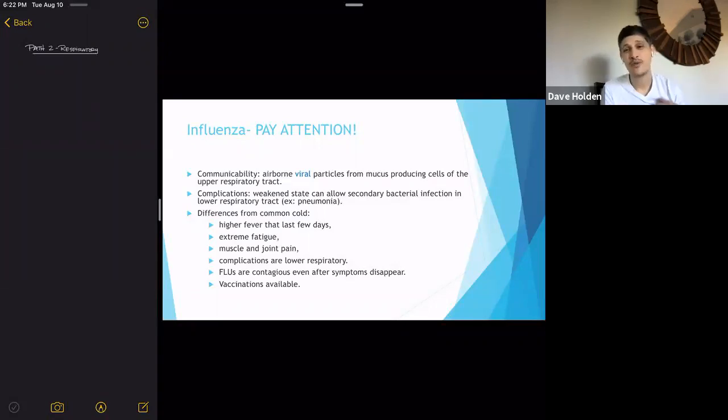If it gets into the lower respiratory system, you could have complications there, like pneumonia and other secondary infections. Even once you have gotten over the symptoms, the flu can still stay contagious for days after you start feeling better. But good news, we have a vaccination for it. So get your flu shots.